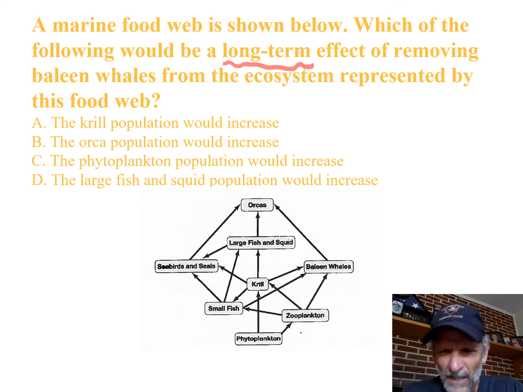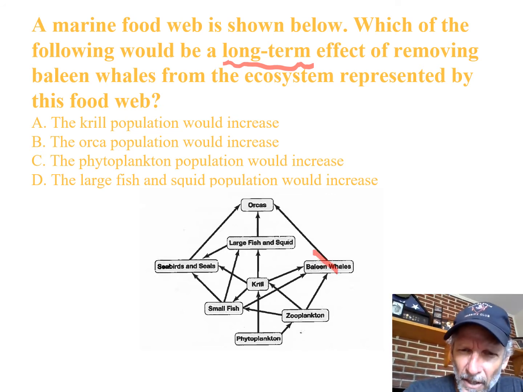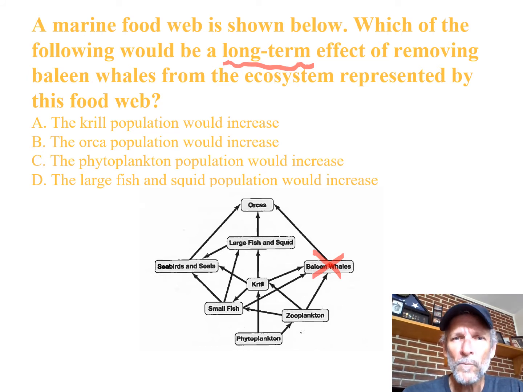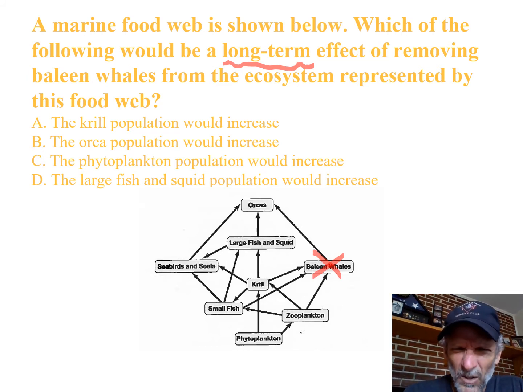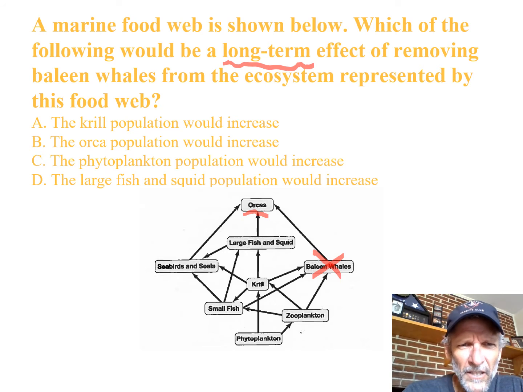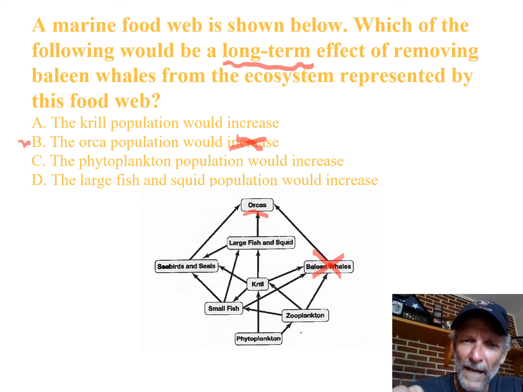I wish I had my glasses on. I think those are baleen whales. If we took them away from the ecosystem represented by this food web, well, let's see. These baleen whales get eaten by these guys, so you might expect their numbers to go down, right? B says that their numbers will increase. So that makes that one pretty easily logically wrong.